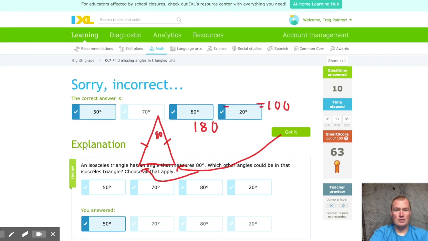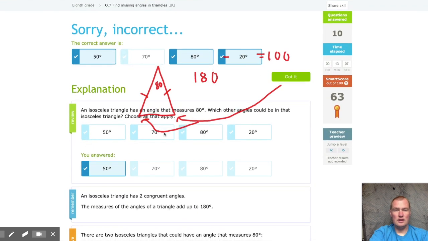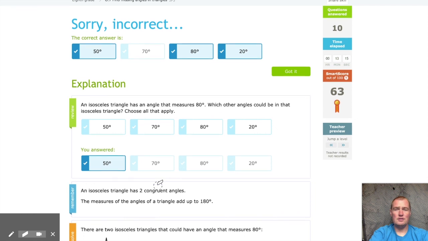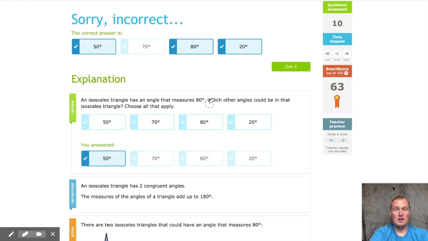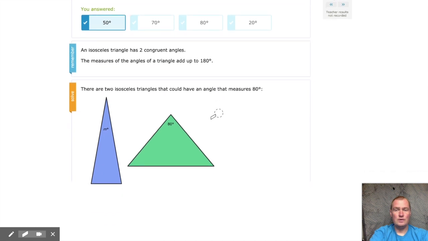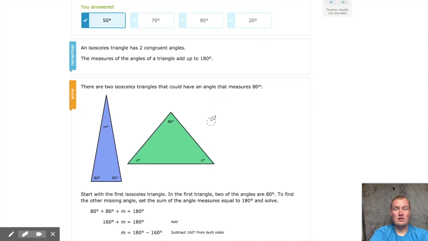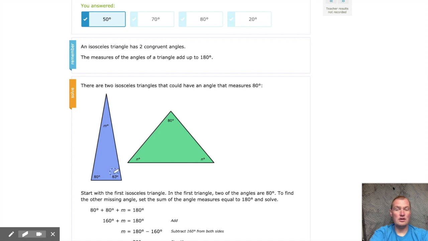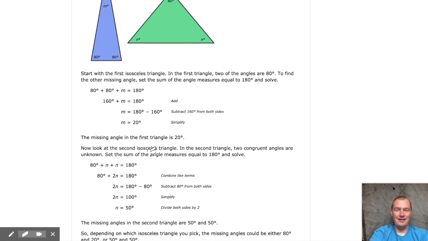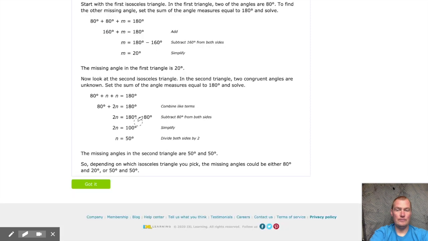And let's see what happened here. An isosceles triangle. Let's see, it helps to learn. So an isosceles triangle has an angle that measures 80 degrees. Okay, answer 50. There are 2 isosceles triangles, because the other 2 angles could also be 80. See, sneaky. All right, so I got the 50 degree part right, but they need to include the 80s going the other way as well, which would give you the 20.